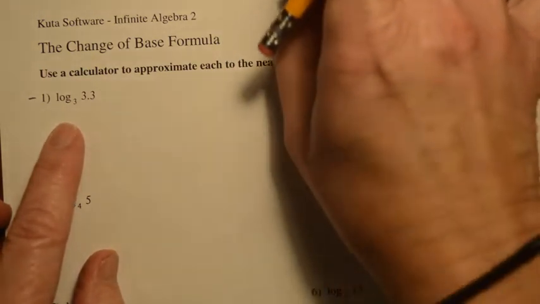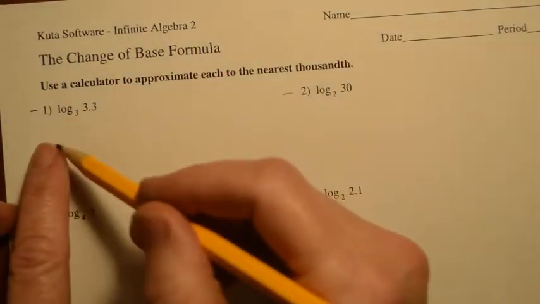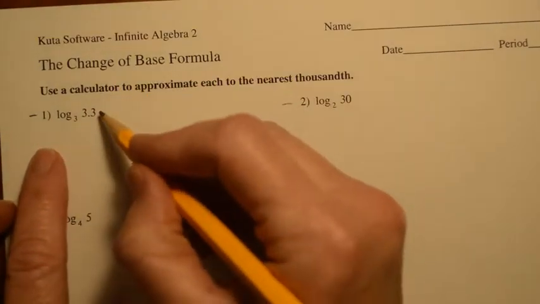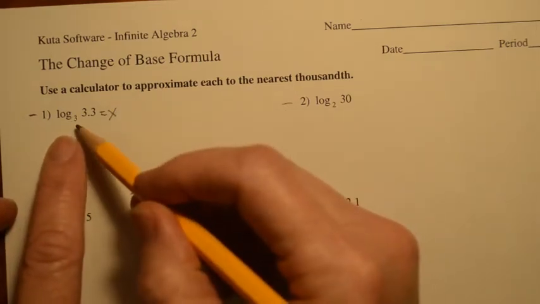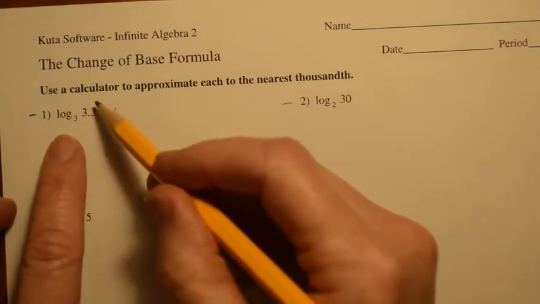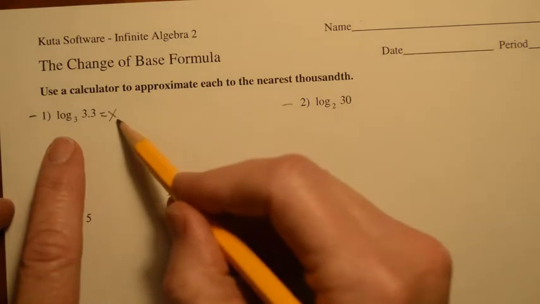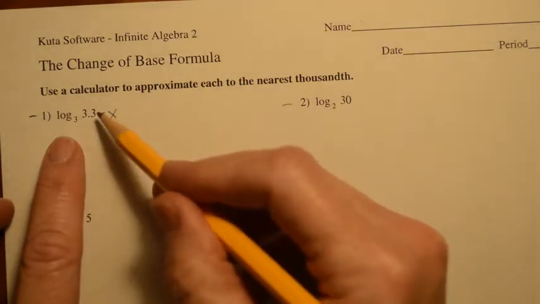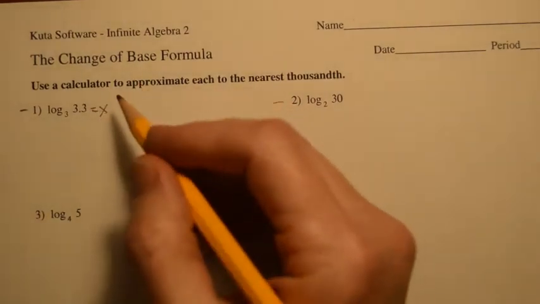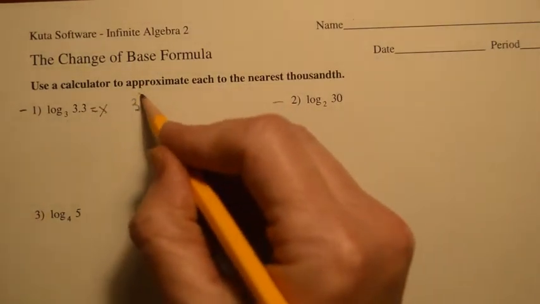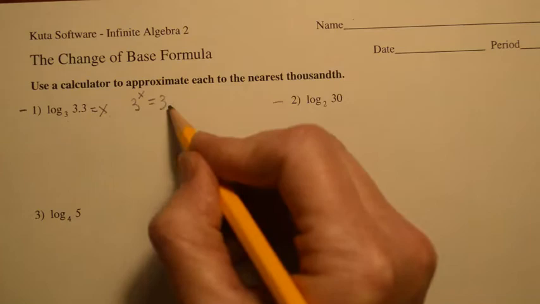So before we do that, I just want to show what you would have done before this conversation, which was you would say, okay, well, I don't know what power I would raise 3 to get 3.3, so I'm just going to fill in an x here. 3 to what power equals 3.3? And again, when we did these problems before, we would rewrite it in exponential form, so we would say 3 to what power equals 3.3.